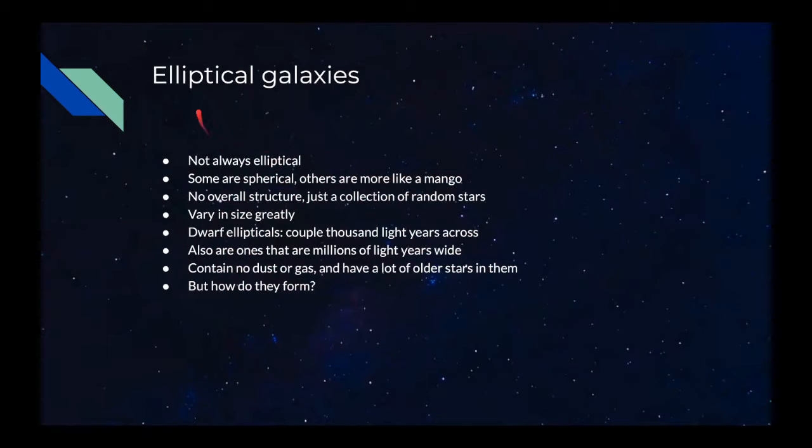Now then, we're moving on to the second type of galaxy, elliptical galaxies. Unlike their name, they're not always elliptical in shape. You have some that look more like tennis balls, just supersized, and others that look more like a mango, but supersized. They don't have a very clear structure per se. It's not like a spiral galaxy where you can tell what their structure is. It's just a bunch of stars in a spherical looking shape.